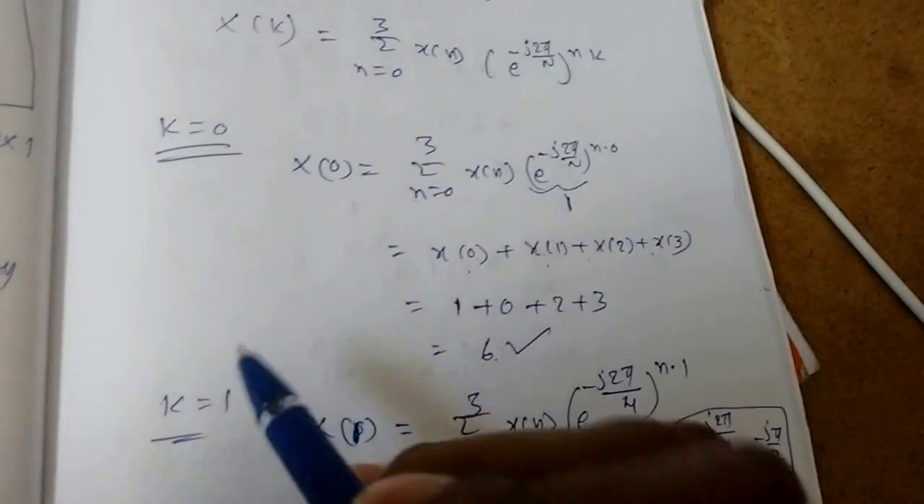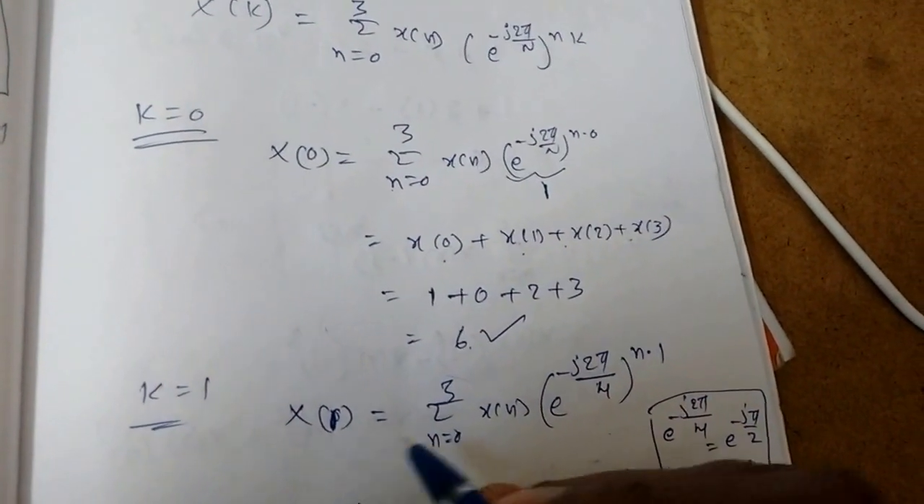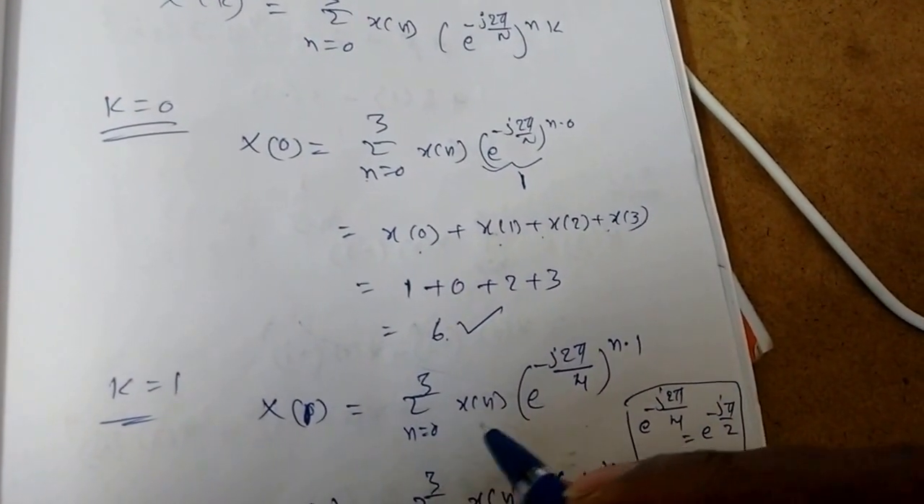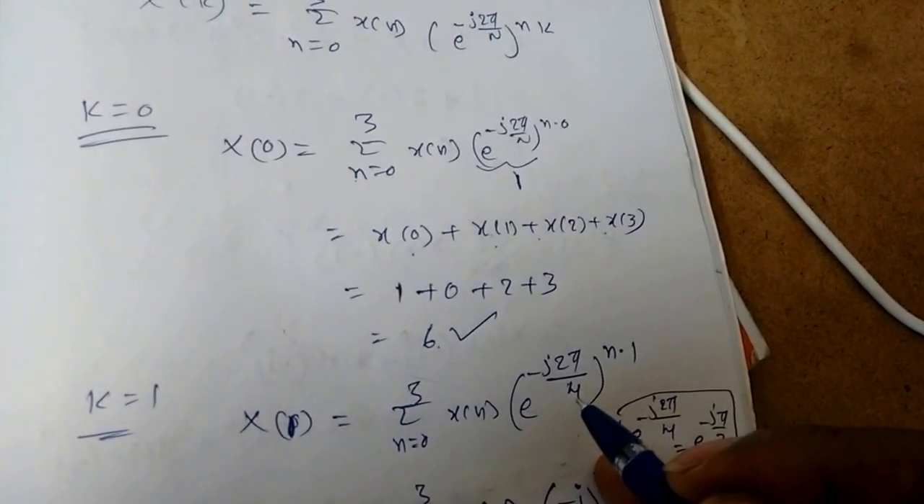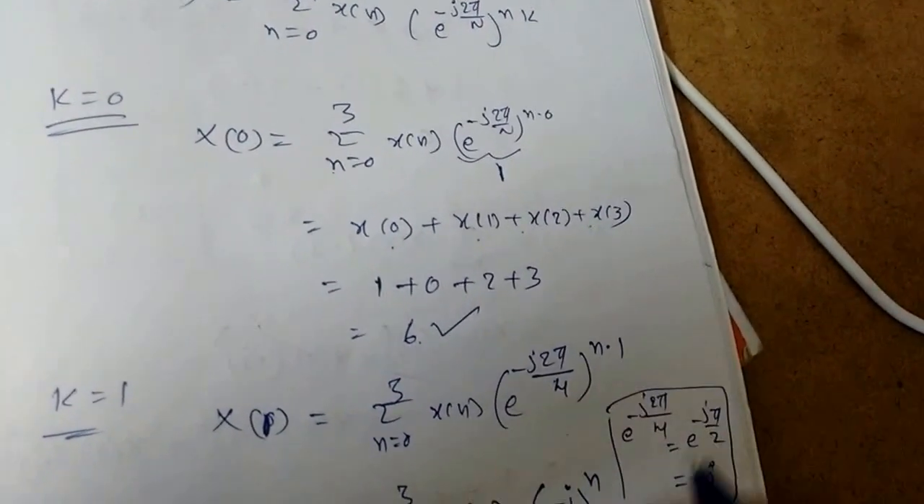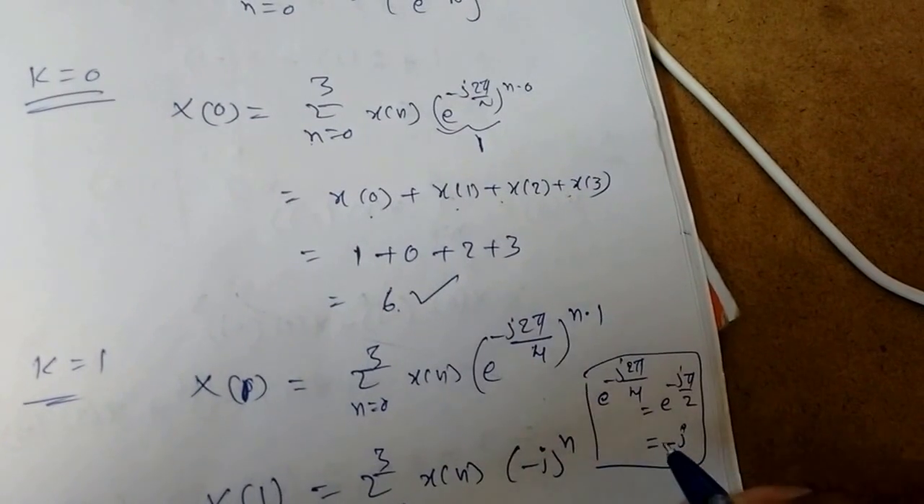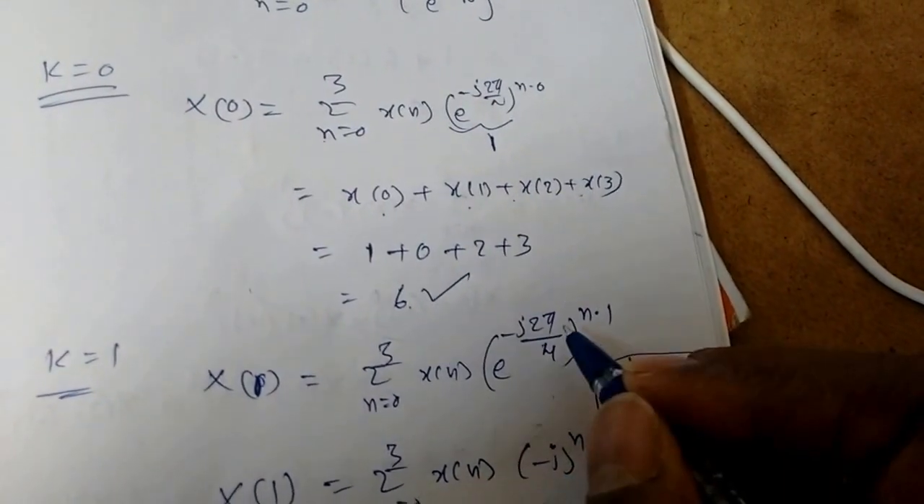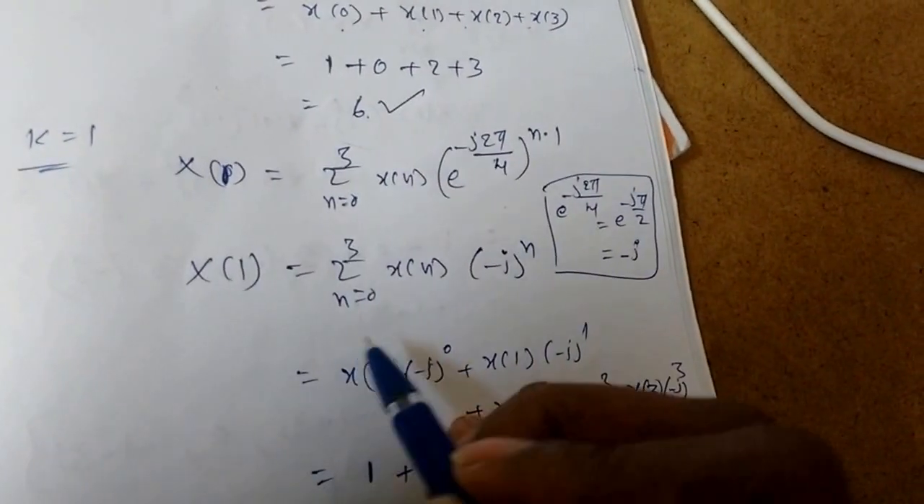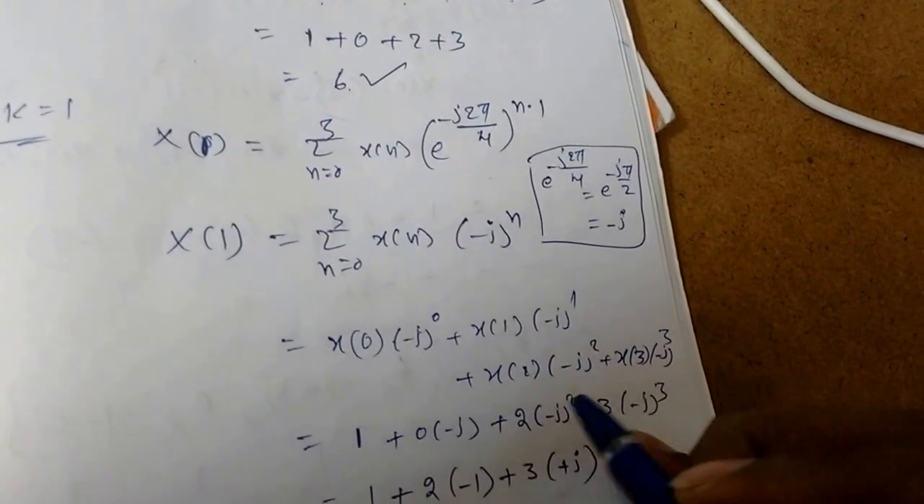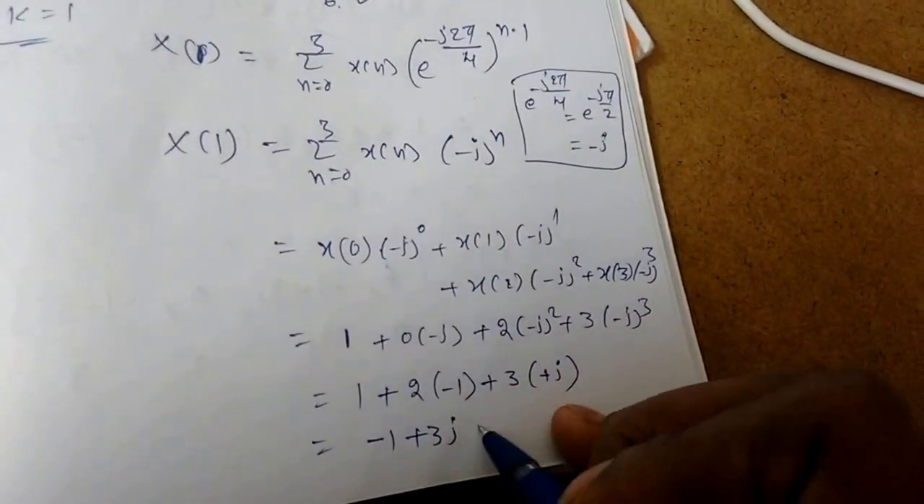Next, for k is equal to 1, I will substitute: x of 1 is equal to sum over n equal to 0 to 3 of x of n e power minus j 2 pi by N, which means 4, into n into 1. Now what is e power minus j 2 pi by 4? It is minus j. So minus j whole power n. Now substitute n equal to 0, then 1, then 2, then 3 and so on. I will get x of 1 as minus 1 plus 3j.